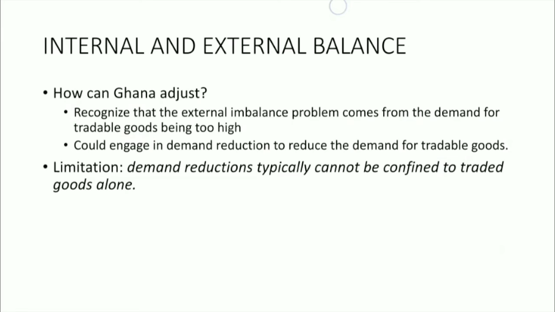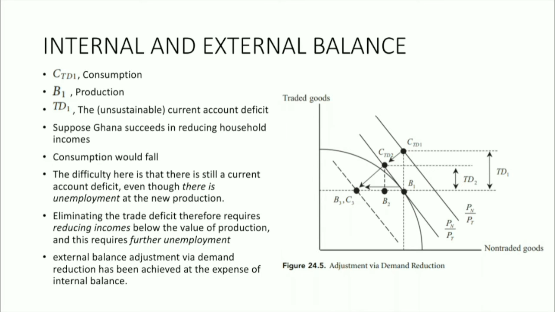There's a significant limitation here, and it is that demand reductions typically cannot be confined to traded goods alone. So in most instances, demand falls for both traded and non-traded goods. So what is demand reduction actually? How can they reduce the demand? Demand reduction consists of reducing the income households have for consumption. So basically, minimize the income that they usually use for buying or consuming things.